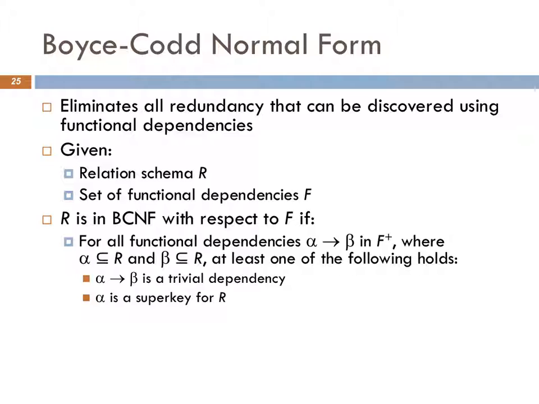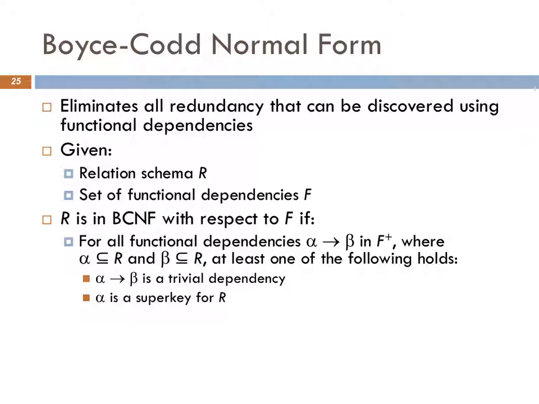So for all functional dependencies alpha functionally determines beta, and notice we're saying that alpha should be in R and beta should be in R. It doesn't make sense to have a functional dependency that doesn't appear in R and worry about that. So we only care about the attributes that actually appear in R. Then at least one of these things holds: either alpha functionally determines beta is a trivial dependency, or alpha is a key for R. If at least one of these things holds, then we know that that schema is in Boyce-Codd normal form.